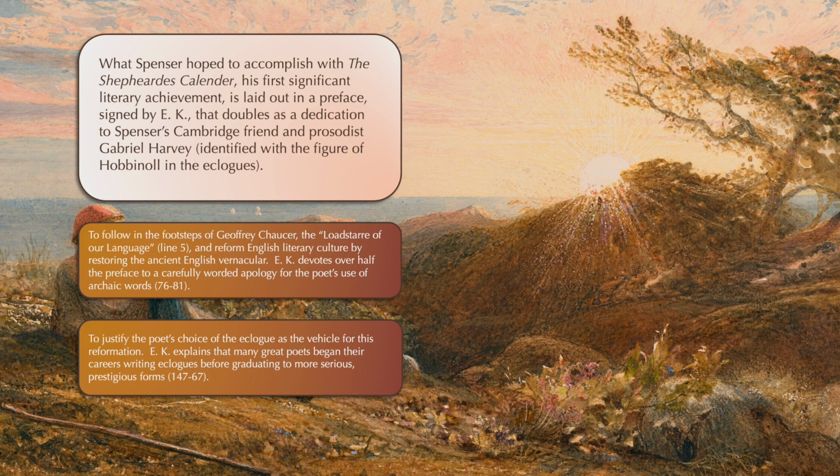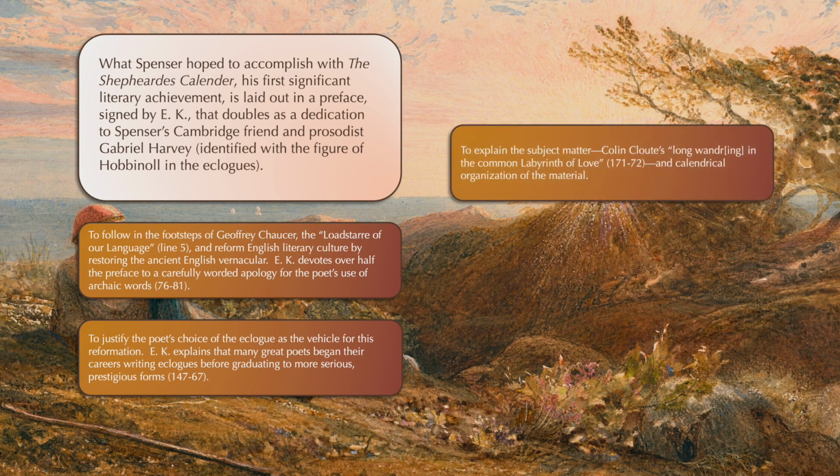Another aspect of this project is to justify the poet's choice of the Eclogue as the vehicle for this literary reformation. E.K. explains in the preface that many great poets, like Virgil, began their careers writing eclogues before graduating to more serious and prestigious forms, like epic. And I think Spenser saw the Faerie Queene as the realization of that Virgilian trajectory.